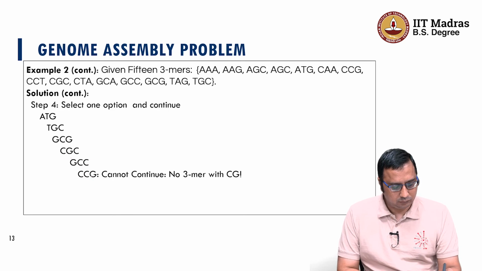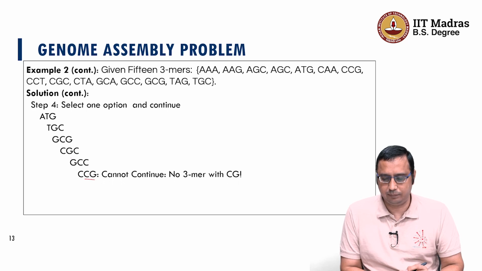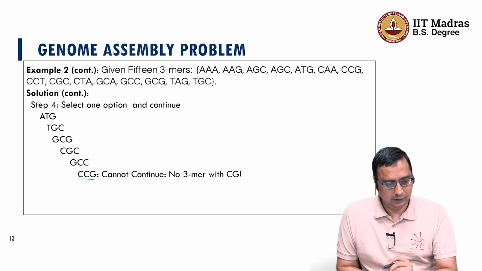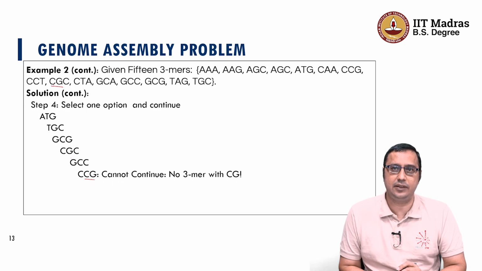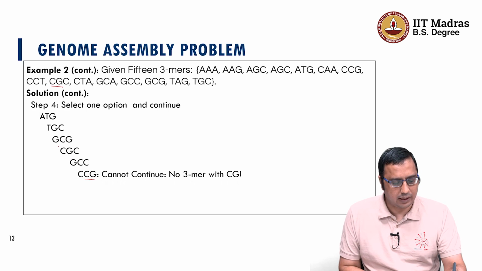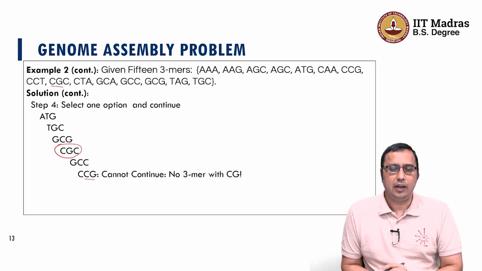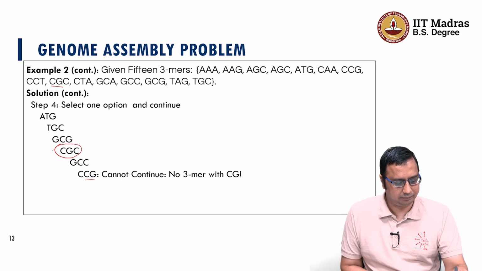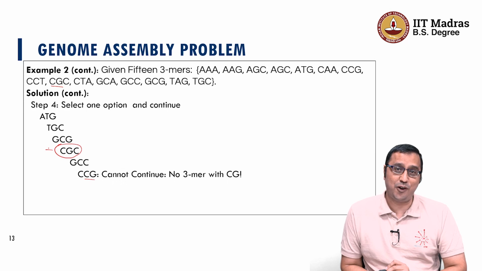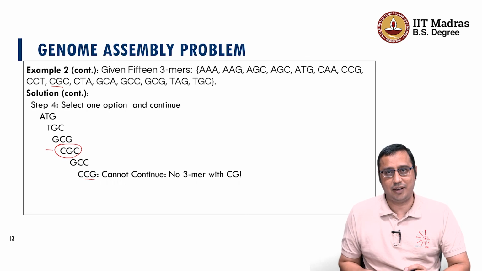Now when I go back to GC, I want to find a new mer which starts with CG. Do I have three-mers which start with CG? Yes, I have CGC. However, I have already used that mer earlier in the sequence, which is CGC here. You see, the problem is I cannot use that particular three-mer again. It means I am stuck. What do I have to do? I have to go back and start again.